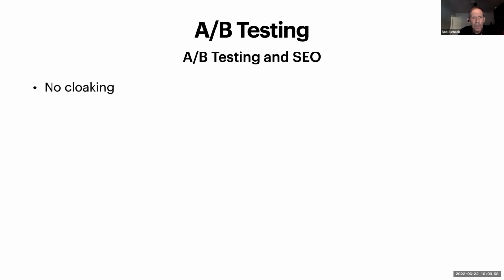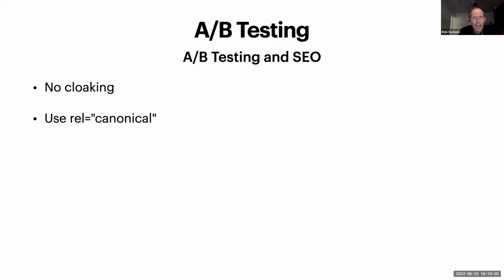One is no cloaking. Cloaking is a practice of showing search engines different content than a typical user would see. Cloaking can result in our site being demoted or even removed from their search results. To prevent cloaking, do not abuse visitor segmentation to display different content to a Googlebot based on a user agent or IP address.